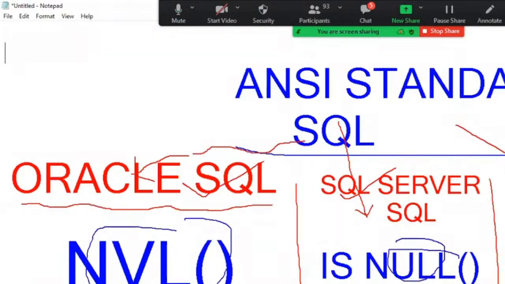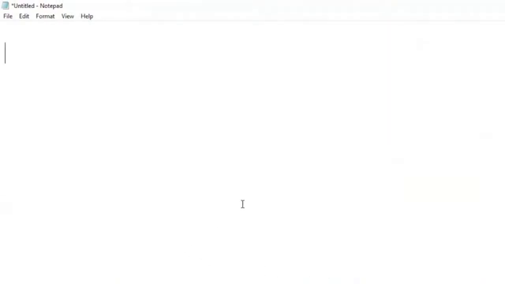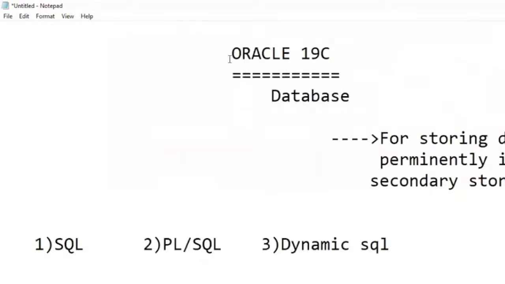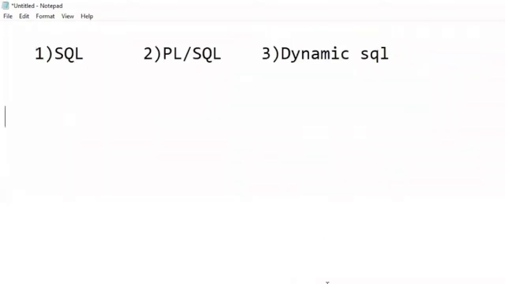And syntactically they are totally different. Here the create procedure syntax is different, and here the create procedure syntax is different, with slight differences. Suppose MONTHS_BETWEEN is a function in Oracle SQL only. Can I use the same function in SQL Server? No, there is DATEDIFF, another function.